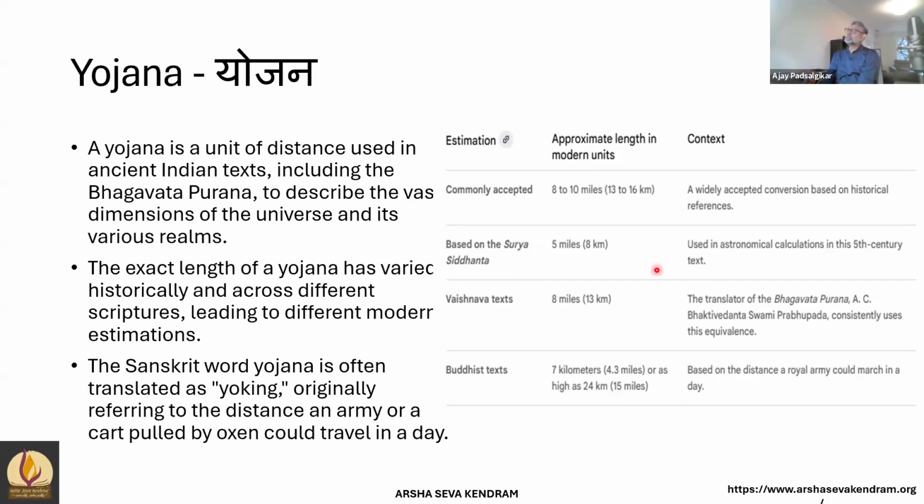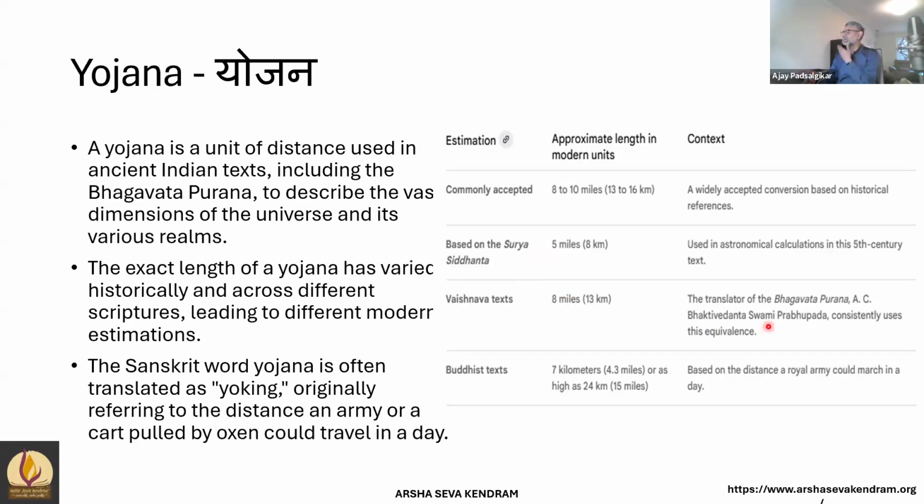It is slightly varied in terms of interpretation. There are different units of modern length and modern distance that have been attributed to the yojana. Some people talk about one yojana being between 8 to 10 miles, and this is probably very widely accepted. But again, in Surya Siddhanta, for example, one yojana is taken as 5 miles, and that obviously was used in many of the calculations in Surya Siddhanta.